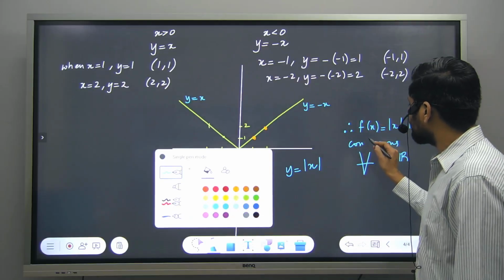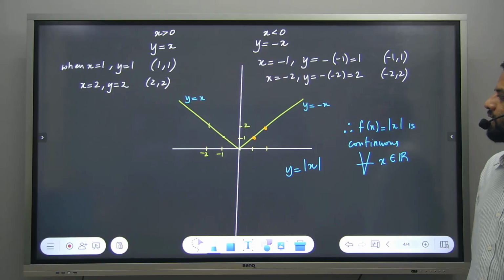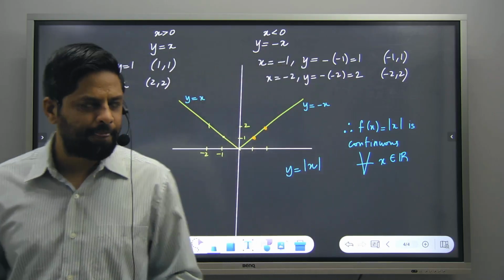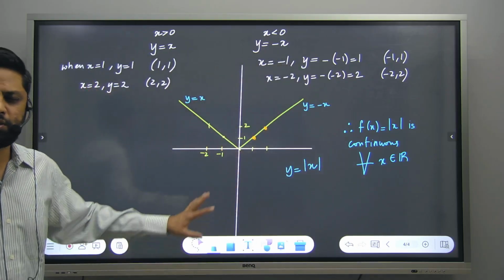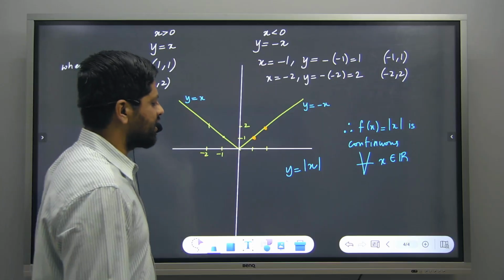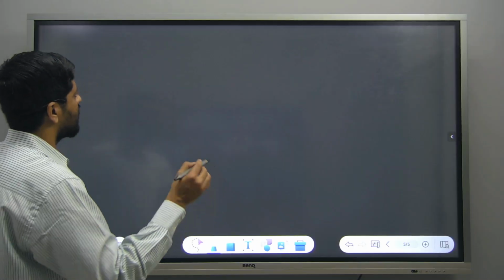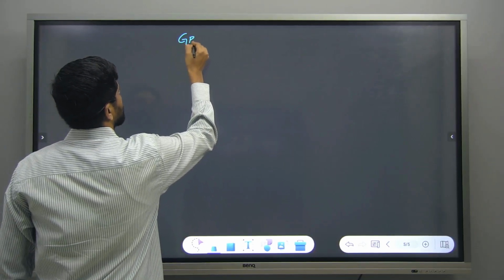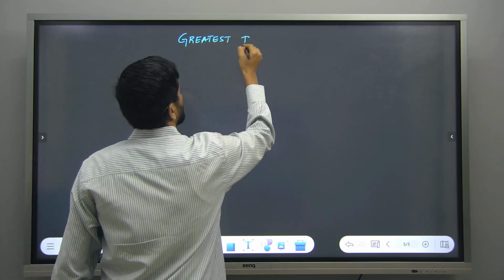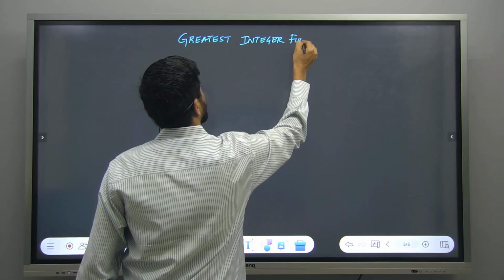Your greatest integer function is slightly confusing. So it was a very simple case. Can we go with greatest integer function now? Any questions here? This was simple. More importantly, signum function and greatest integer function, you have to have a proper understanding. Students get a lot confused with greatest integer function. So now I'll be discussing the continuity of greatest integer function.